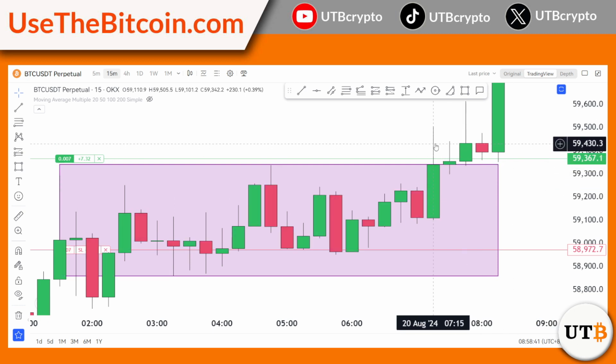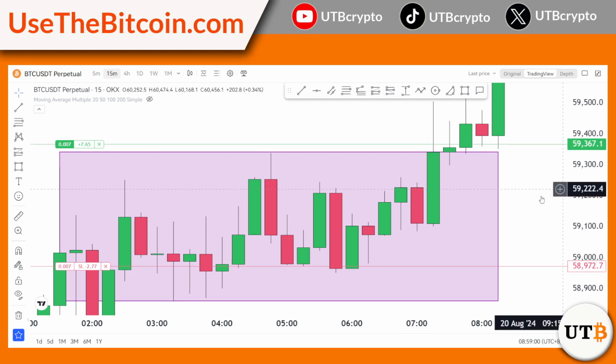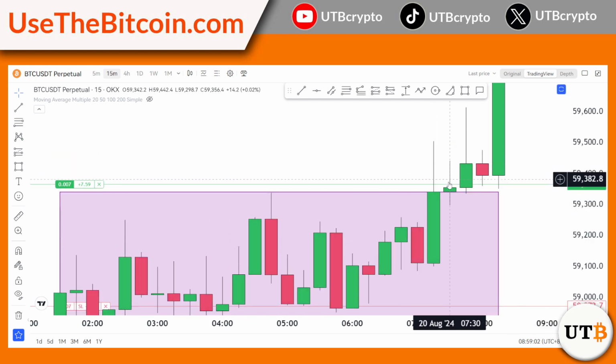And a while ago, I noticed Bitcoin tried to break this box right here. So I told myself if Bitcoin would close above this box, then I will be entering the trade. And indeed, in the next candle that we can see here, Bitcoin closed above this box at around the 59,360 levels. So that is when I entered the trade.